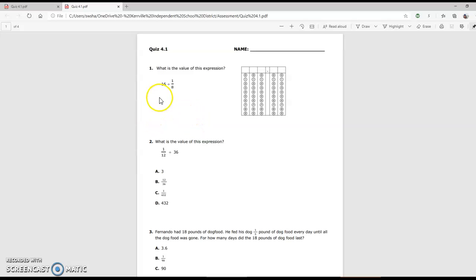Okay, so let's look at question 1. The question is, what is the value of this expression? If you haven't discussed what an expression is with your former teachers, an expression is just a number sentence without the equation sign. So it's just a number or numbers with some kind of operation. It could be just a number. Okay, let's look at this one. What is 16 divided by 1/8?